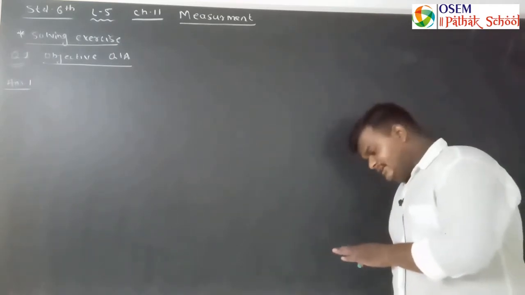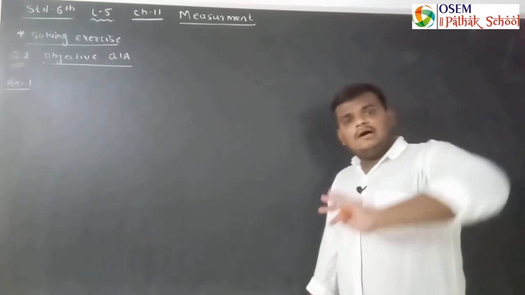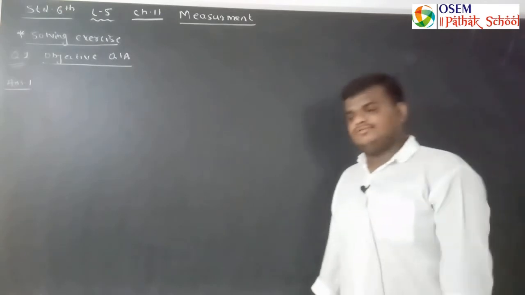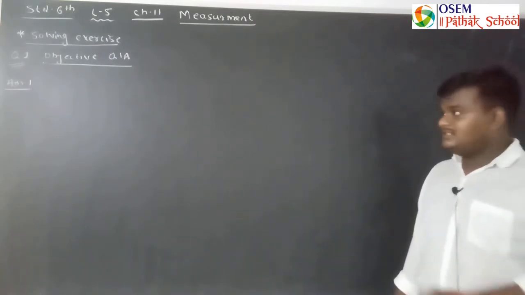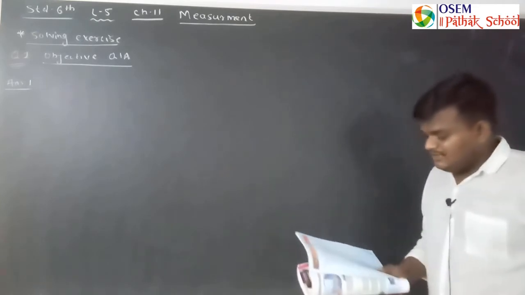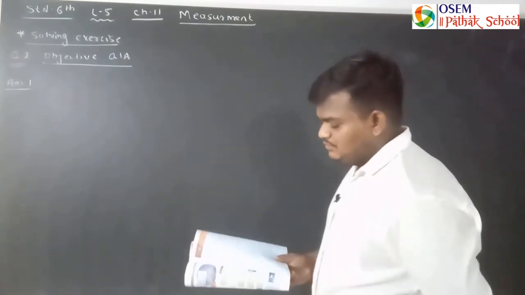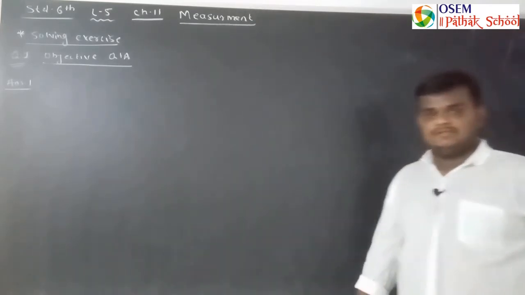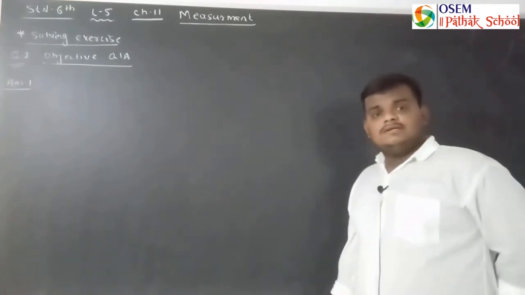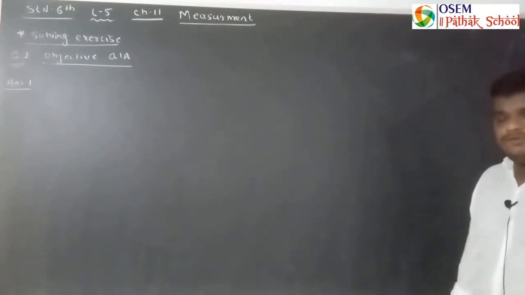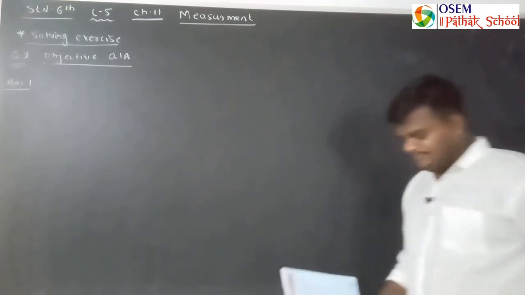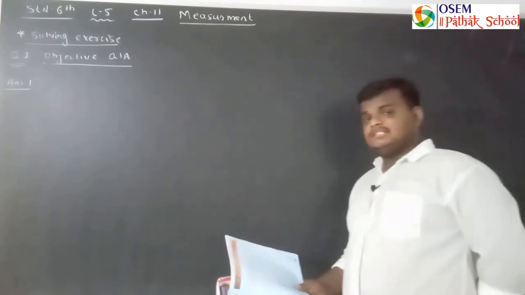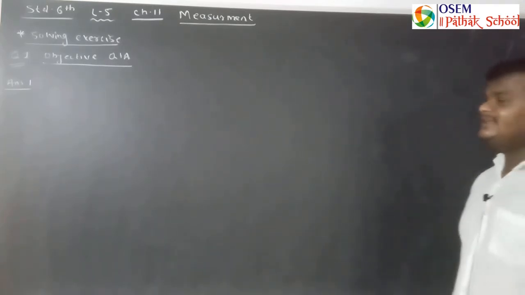And after completing this exercise of chapter number 11, again we will continue the running chapter number 12, Fun with Magnets. So this is the first question given to you in your exercise. The unit used for measuring length in earlier times. So in earlier times, which unit was used to measure length? Option A meters, option B kilometers, option C handspan and option D Kelvin.